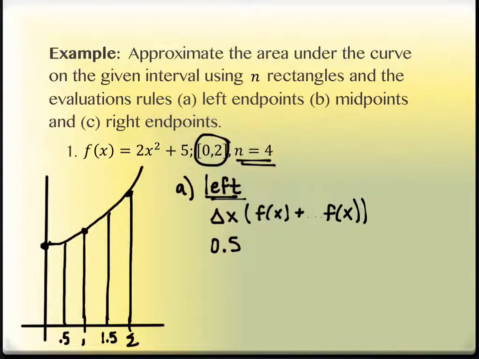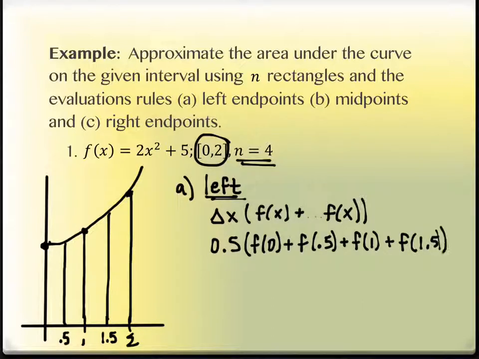Now I need to determine this with my left endpoints. So what is the first left endpoint? It's 0. So the first x value that I'm finding is at x equals 0. What's the second one? F of 0.5. The third one? F of 1. The fourth one? F of 1.5. And we do not have an f of 2, correct? Because that is not a left endpoint.